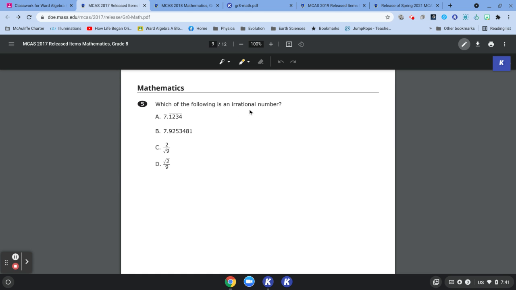Well, to figure out which one's an irrational number, we need to figure out what a rational number is. Rational numbers are numbers that can be expressed as fractions, which means irrational numbers cannot be expressed as a fraction. When I say as a fraction, I mean as a fraction of 2 whole numbers or negative numbers. That will show up in decimal form.